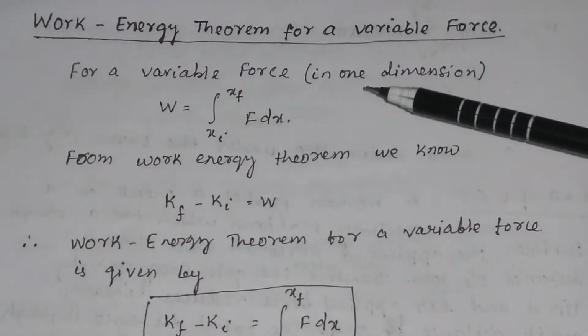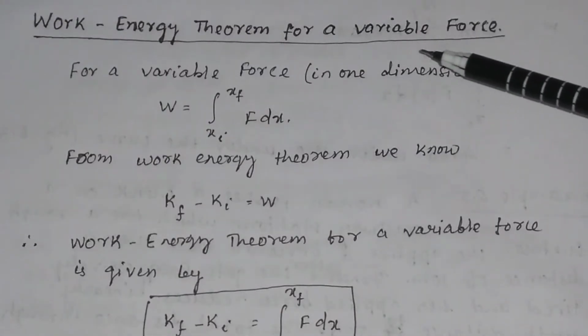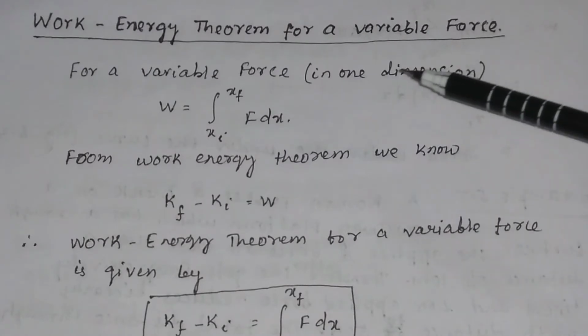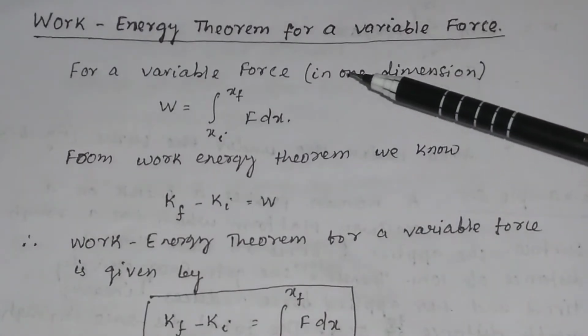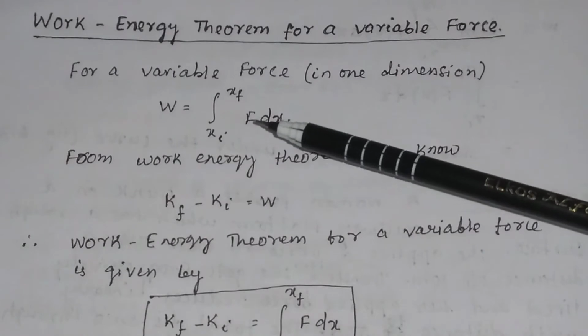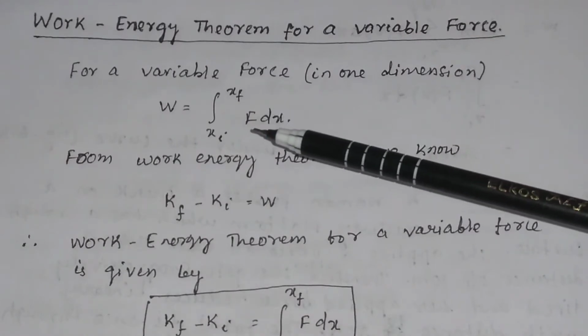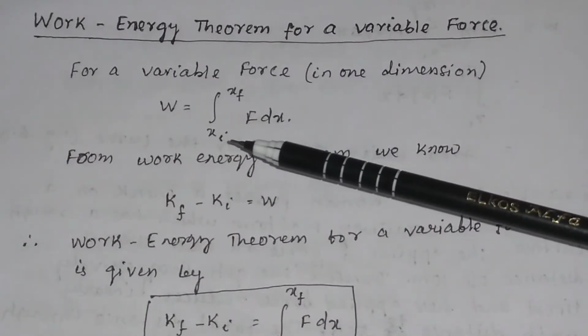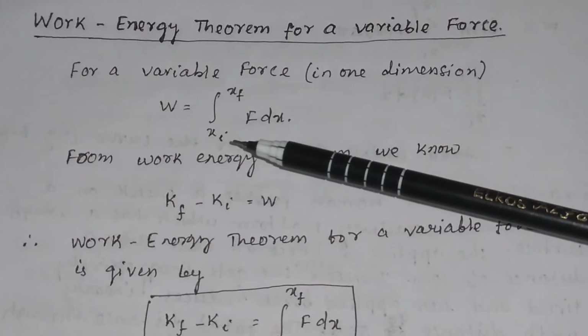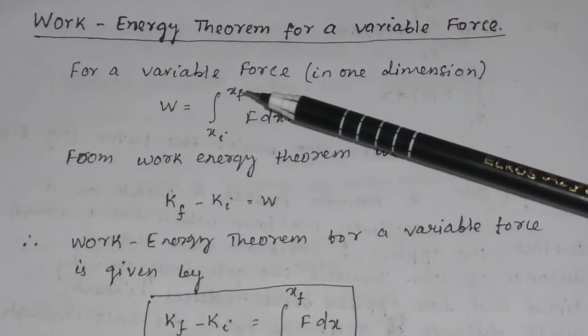In this video, we will discuss the work energy theorem for a variable force. For a variable force in one dimension, we know the work done is given by the formula integration of f dx from xi to xf. Xi is the initial position and xf is the final position.